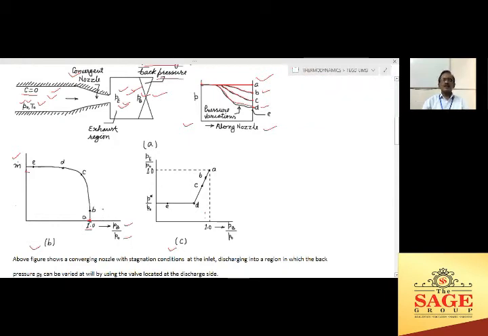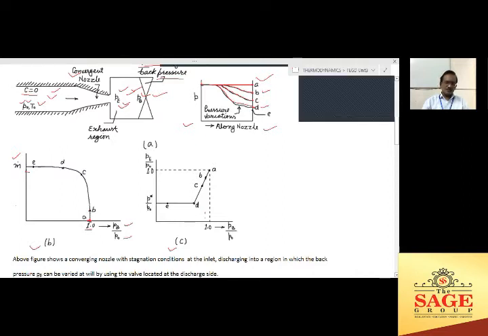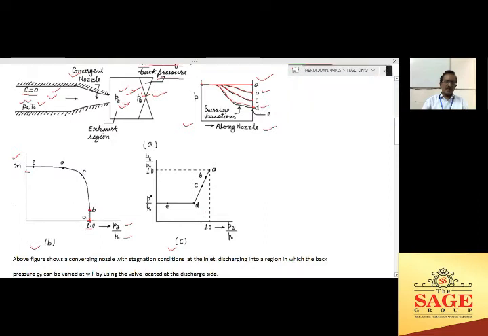Now on further decreasing the back pressure, suppose we are here at the point B, we see that the value of the mass flow rate is slightly increasing. Some fluid flow will start.